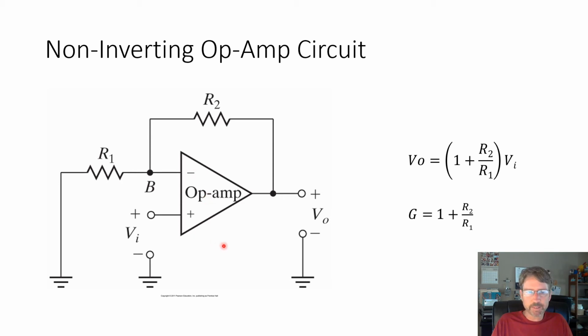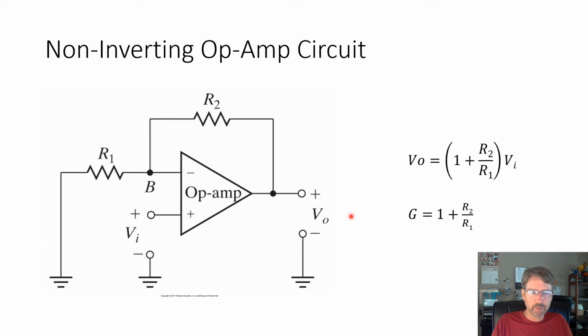If you do the analysis using those two rules, you'll come up with this, the output voltage 1 plus R2 over R1 times the input voltage. So the gain is still set by these two resistors. The big limiting factor with this non-inverting circuit is the gain has to be greater than 1. So you can only make VO bigger than VI because you can't have negative resistors here. So the smallest gain you could have would be 1. But it's easy to make larger gains.